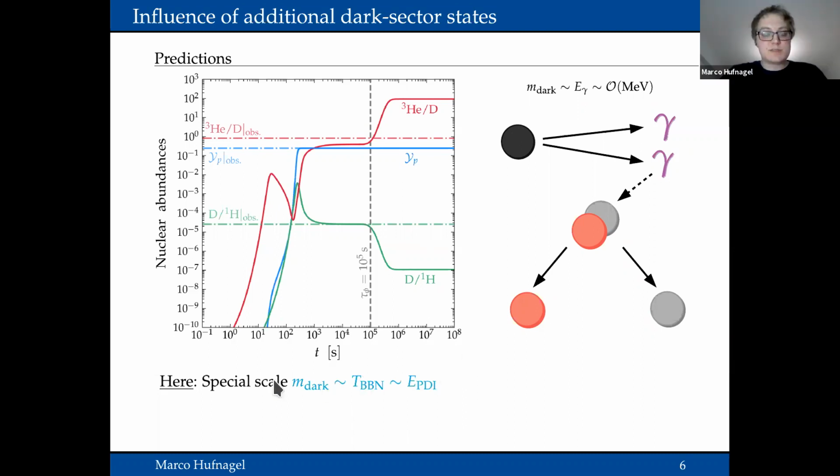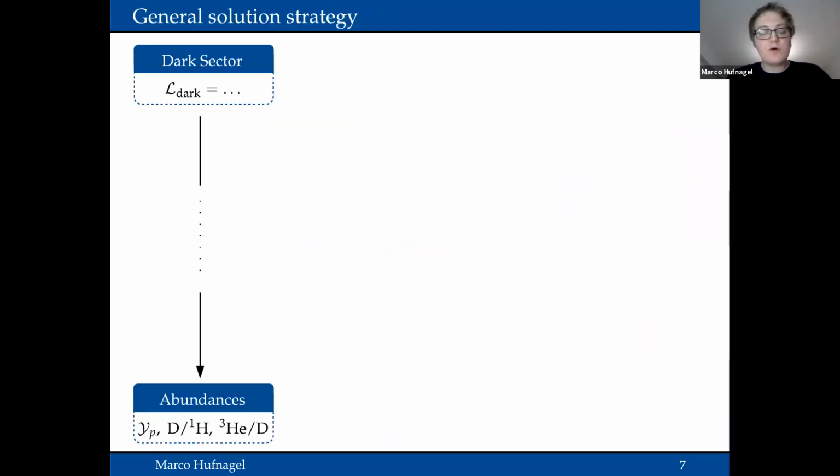Okay. So this is a special scale, and we have to take everything into account. So now that we know what actually can happen, let's roughly go over the calculation that you have to perform in order to get the abundances in the end for a certain BSM physics scenario.